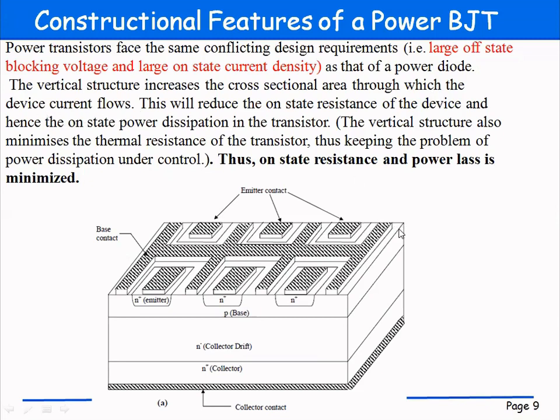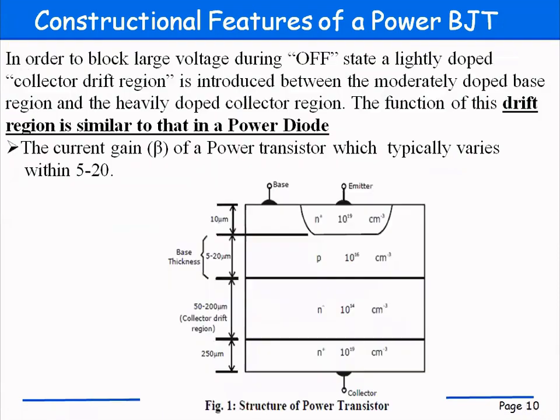So first, it adopts the vertical structure to increase the cross-sectional area through which the current flows. Because of adopting the vertical structure, it can handle a large amount of current and it can dissipate the heat which is generated because of the large current. So this is the first change in the ordinary transistor to make a power transistor.